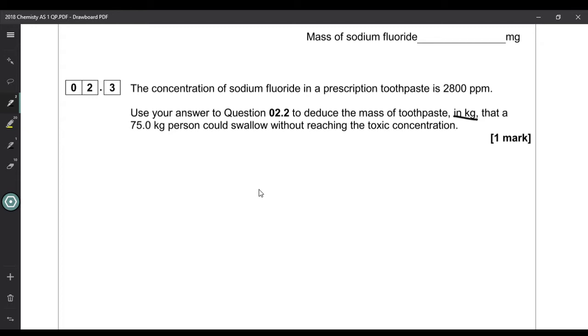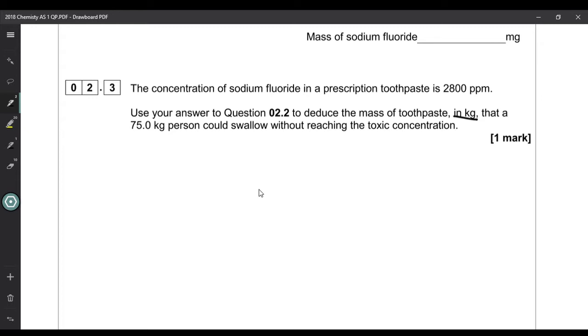So to get an idea of the answer you're going to be expecting, we know that it's going to be less than a kilogram, because if a person ate a kilogram of this toothpaste, it's going to be 2,800 milligrams that they're ingesting, which is obviously more. But our answer was 2,390 from the previous question, so we're not too far off that. So the answer that we're going to get should be less than a kilogram, but actually not that much less.